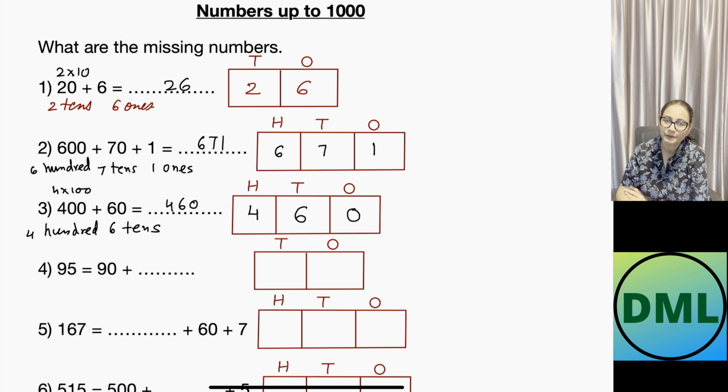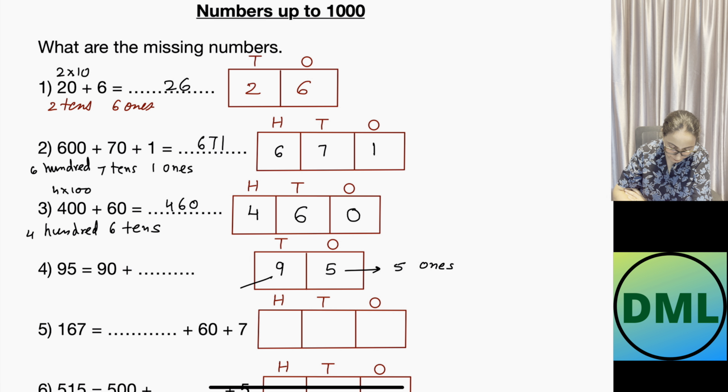95. I have to split it. This will be written as 90 plus dash. Let's split this number here and place it in the boxes. At the ones place we have 5. Let's write down 5 here. At the tens place we have 9. Let's write down 9 here. This 5 will be written as 5 ones. This 9 will be written as 9 tens. 9 tens is 90, which is written here. What is missing here? Missing here is 5 ones. So it will be 5 here. That will be your answer. Let's see the next example here.